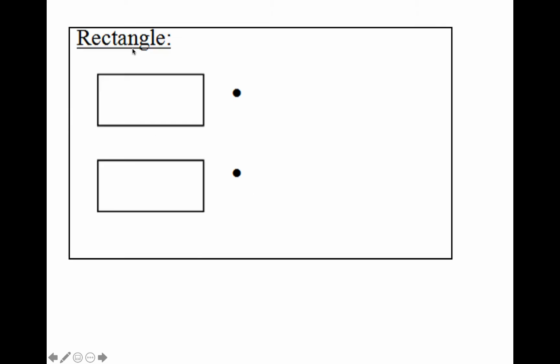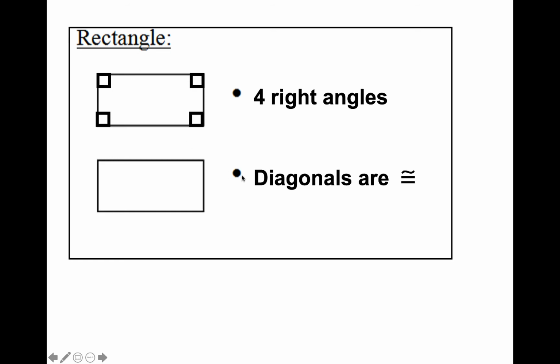A rectangle is a special parallelogram where we have four right angles. So in a parallelogram, we don't necessarily have right angles, but if you have four right angles, it's a rectangle. Also, the diagonals are congruent. So they're bisecting and they're the same length. Therefore, each of these pieces is equal.